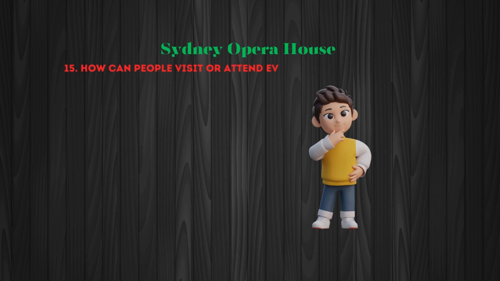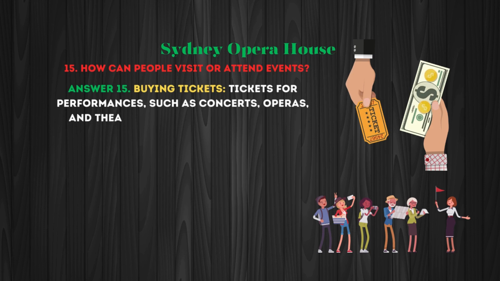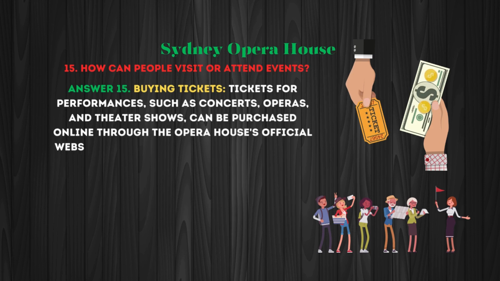How can people visit or attend events? Buying tickets. Tickets for performances such as concerts, operas, and theater shows can be purchased online through the Opera House's official website, by phone, or at the box office on site.